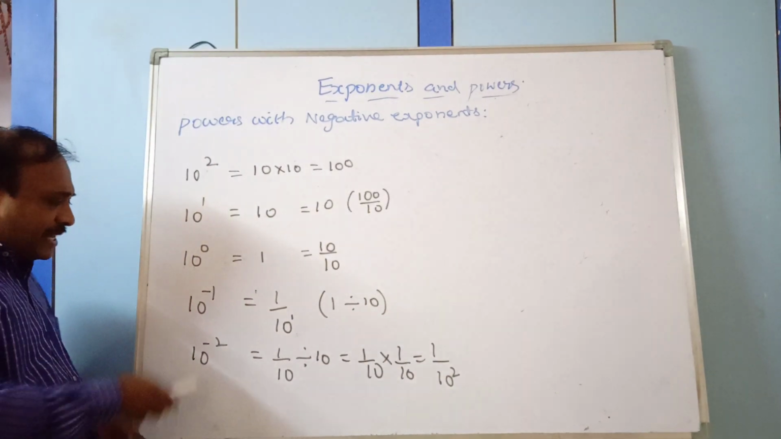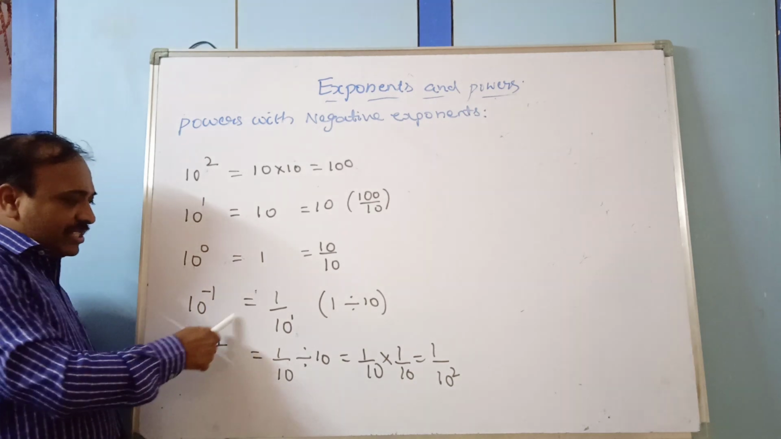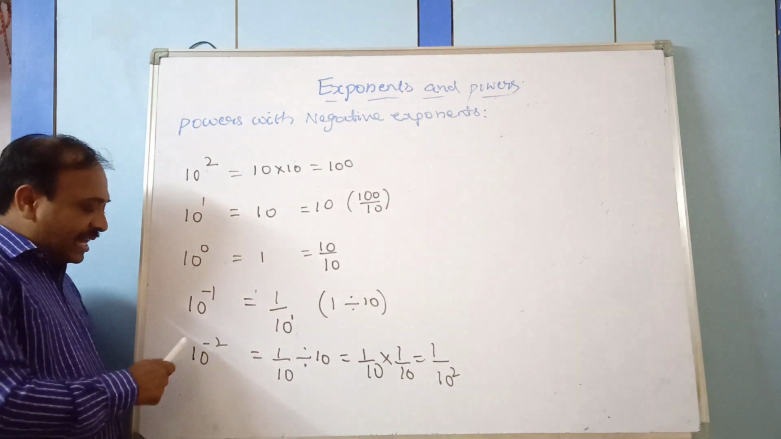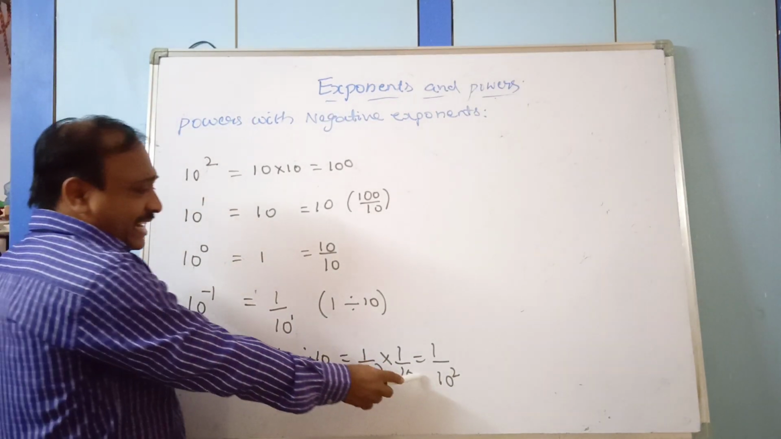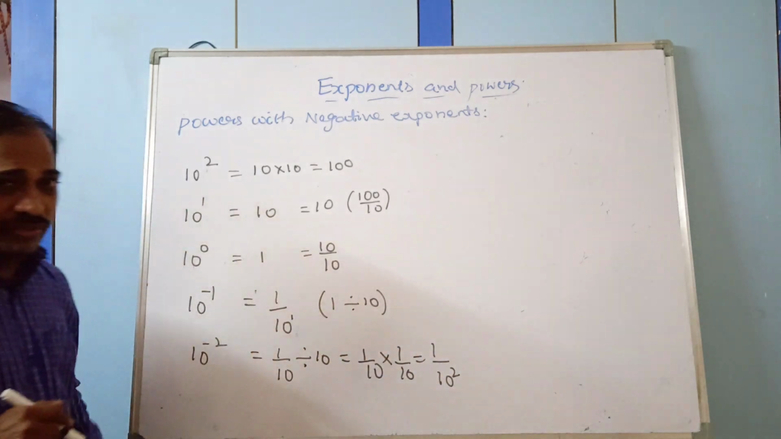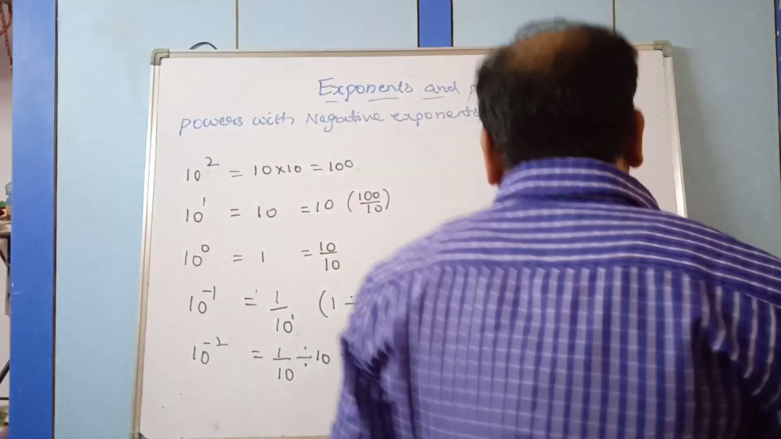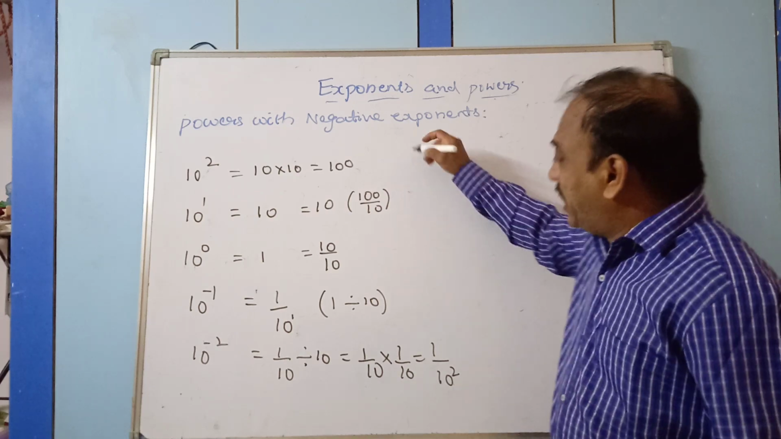You see in all these places, 10 power minus 1 is equal to 1 by 10 power 1. 10 power minus 2 can be written as 1 by 10 power 2.